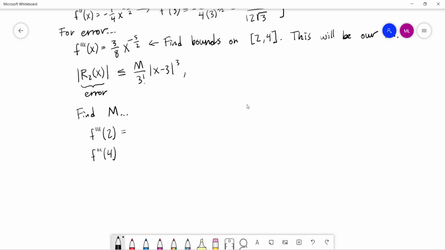So in this case, what we get in the first case is simply 3/8 times 2 to the negative 5/2, but you can again think of that as 3 over 8, and on the bottom that's 2 to the positive 5/2 in the denominator.